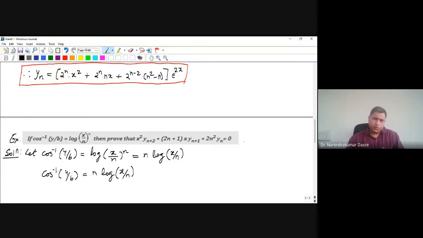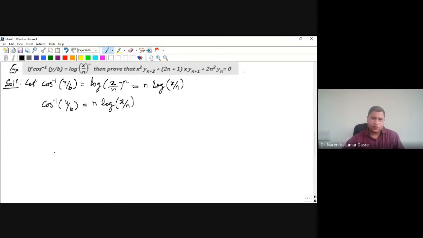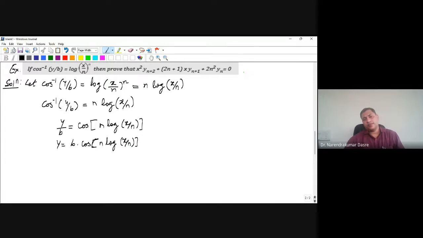Now see, we are interested in the derivative of y, so on this side we must have y. Simplify for y first; if we are able to get y, then we can start the differentiation. So y by b is equal to cos of n log of x by n, so I can write y as b cos of n log of x by n. Now this is y in the simplest form, and as we know, we have to find the second order derivative. So let us find it.